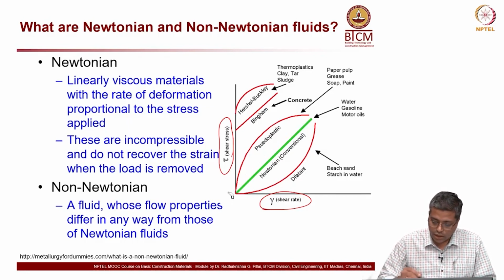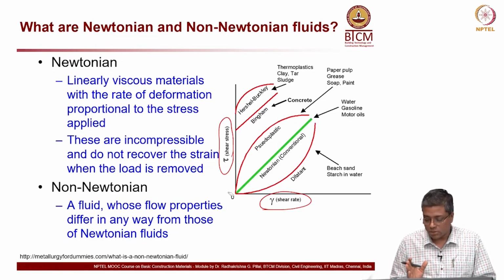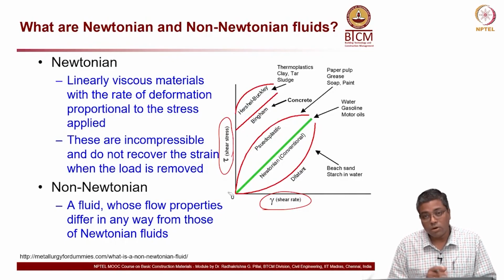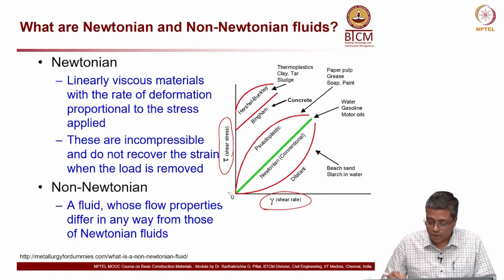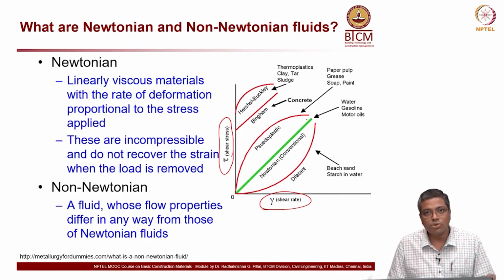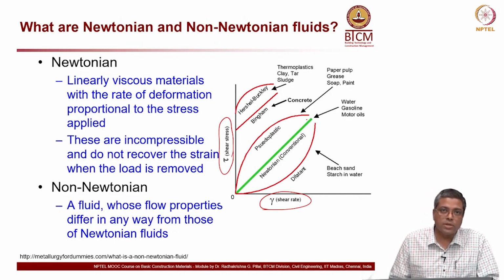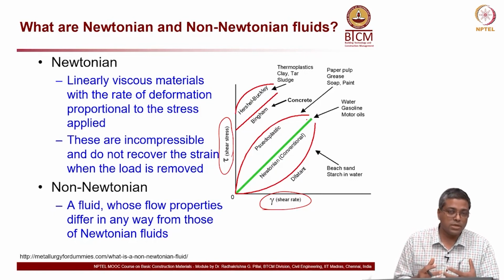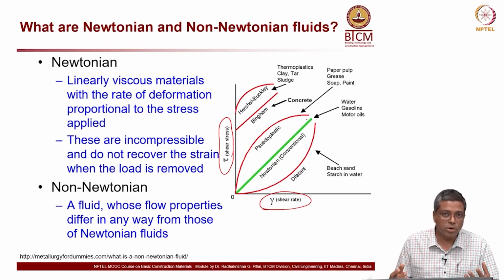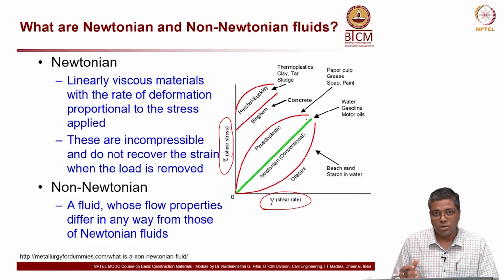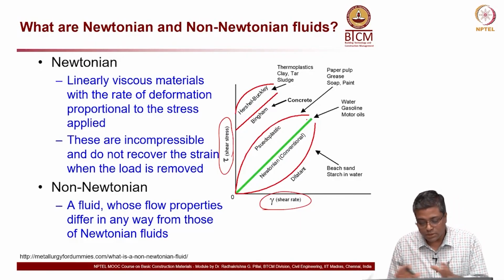The shear stress is proportional to the shear rate or strain rate, like we discussed earlier. So, there is this proportionality constant, and that is a Newtonian fluid. One example is water. These are linearly viscous materials with the rate of deformation proportional to the stress which is applied. They are incompressible materials and they do not recover their shape once deformed, even after the load is removed, because we are talking about plastic deformation and not elastic deformation. This is plastic deformation.